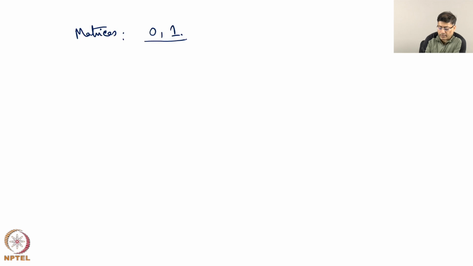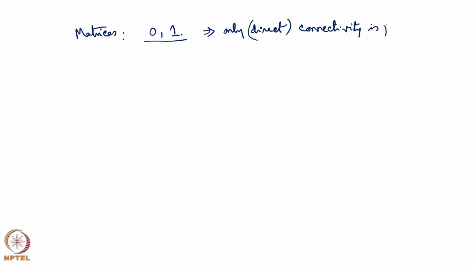Once we have constructed the matrices, I have used 0 and 1, a binary code, which has an advantage of use in computers. This 0 and 1 indicates only the direct connectivity is presented. Are they connected or not connected directly is presented. No other thing is presented in the matrix.